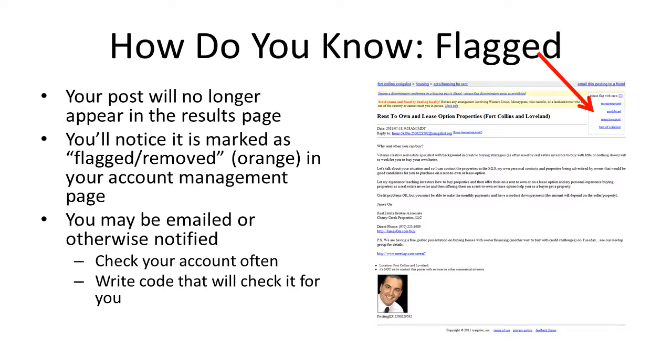You also may be emailed or otherwise notified by Craigslist. A lot of times they'll email you. For some reason, I don't get these emails. I don't know why, but my account is weird. Maybe they go to spam filters or something like that, but I just do not get the flagged emails from Craigslist, though I've heard other people do. So when you have an ad that might be flagged, go ahead and check it. You can also write custom code to check it. When we were doing a lot of this, I would write custom programming code to check whether ads were flagged, but that's beyond the scope of this presentation.